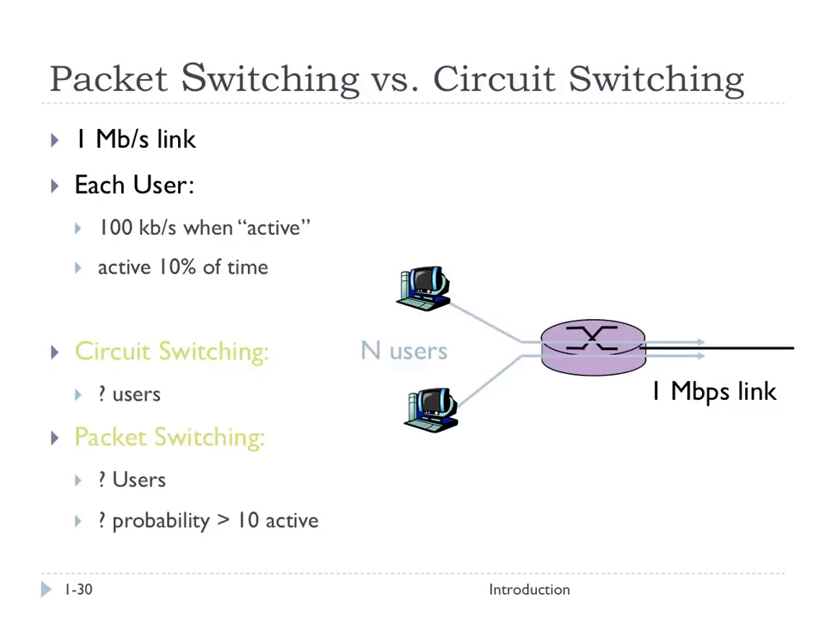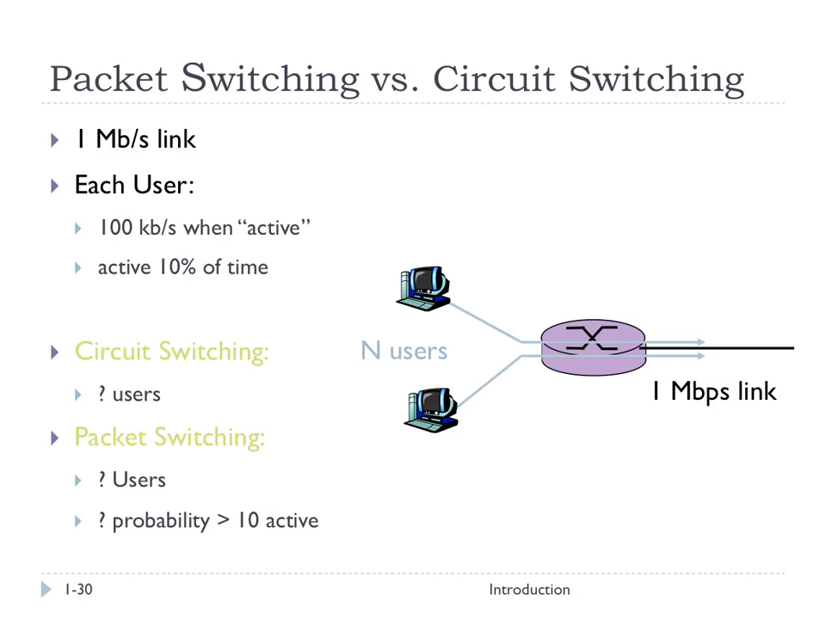Let's do a comparison looking more at the technical side. Imagine that we had a link that runs at 1 megabit per second, and we have n users, let's imagine some variable n, and each user uses 100 kilobits per second when they're active, but they're only active 10% of the time. All right, that's the setup.